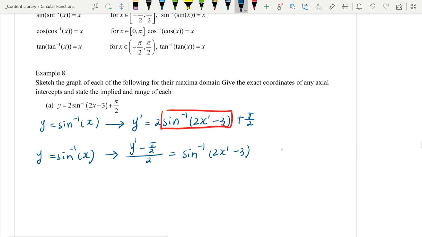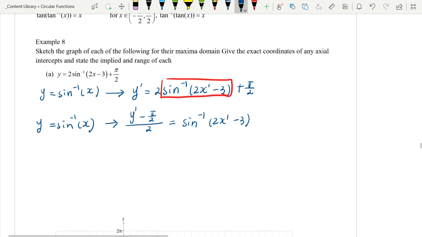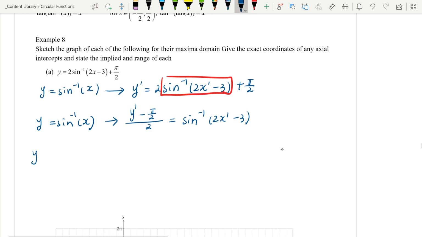And remember another thing: x and y is your old point, the original one, and the new one is x dash and y dash. I want to discuss the relationship between your new point and your old point. So what I'll do is y equals y dash minus pi over 2, over 2, and x equals 2x dash minus 3.